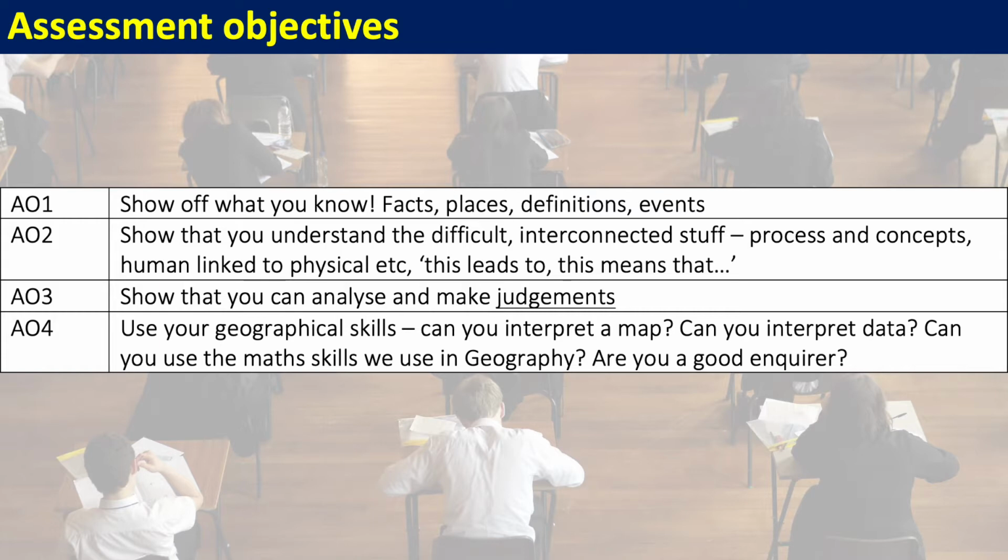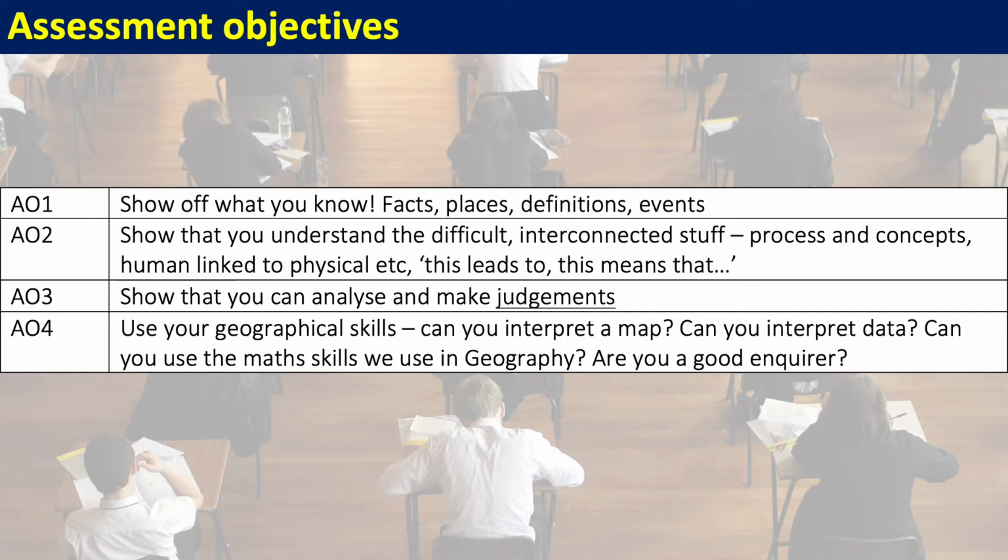Now, AO3 is incredibly important on both papers. You use AO3 to demonstrate that you can make judgments based on all of the evidence placed in front of you. And then finally, AO4 is showing off your geographical skills.